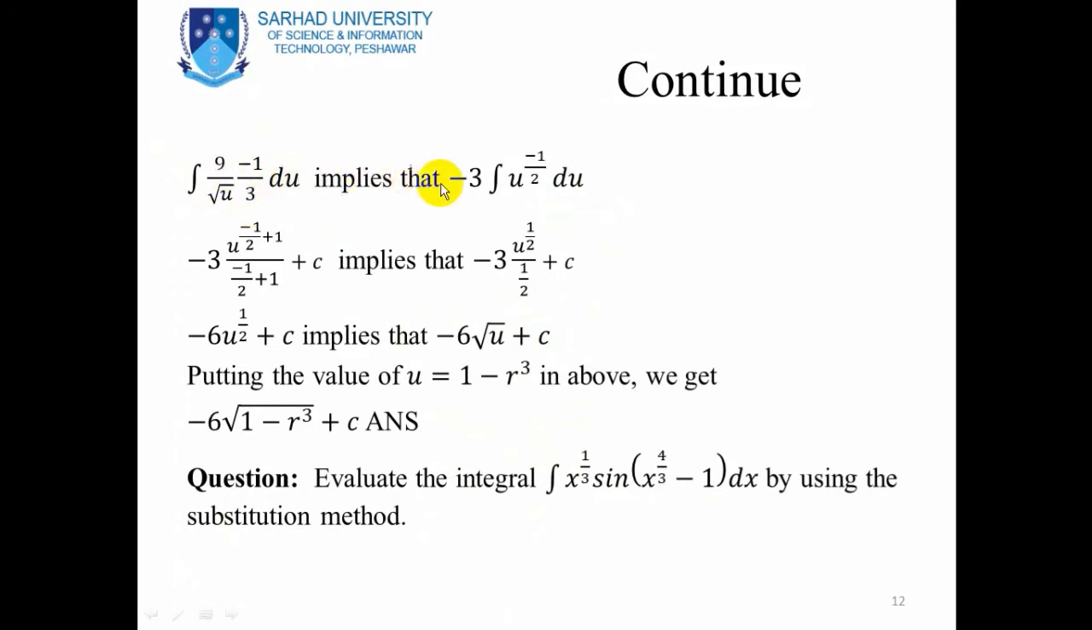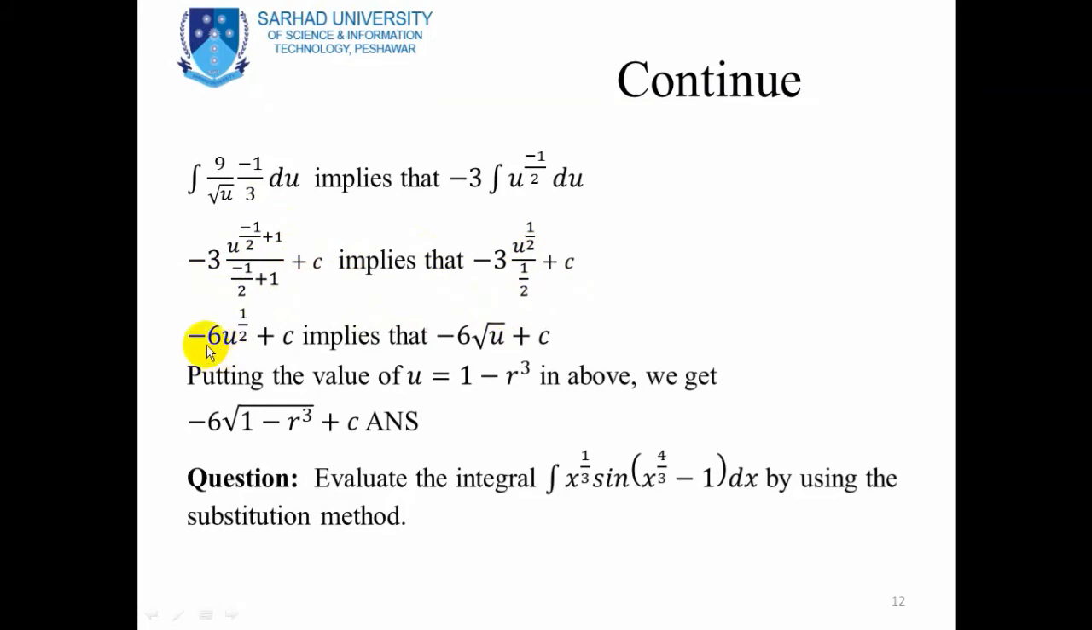So 3 threes are 9, we obtain minus 3 into integration of u power minus 1 over 2 with respect to u. So now by using the definition of integration, add 1 to the power and divide by the new power in the denominator, so we obtain minus 3 into u power minus 1 over 2 plus 1. After taking LCM, multiply this 2 with 1, so minus 1 plus 2 divided by 2 is equal to 1 over 2, and in the denominator we also obtain 1 over 2, plus the constant of integration, which is c.